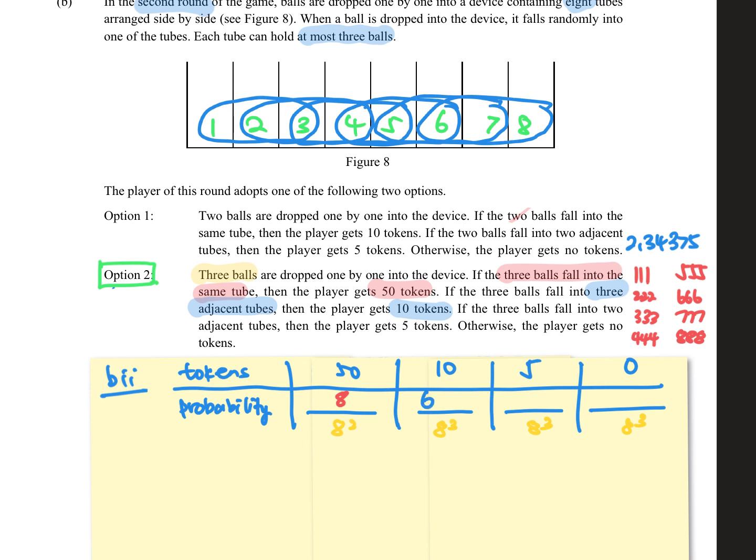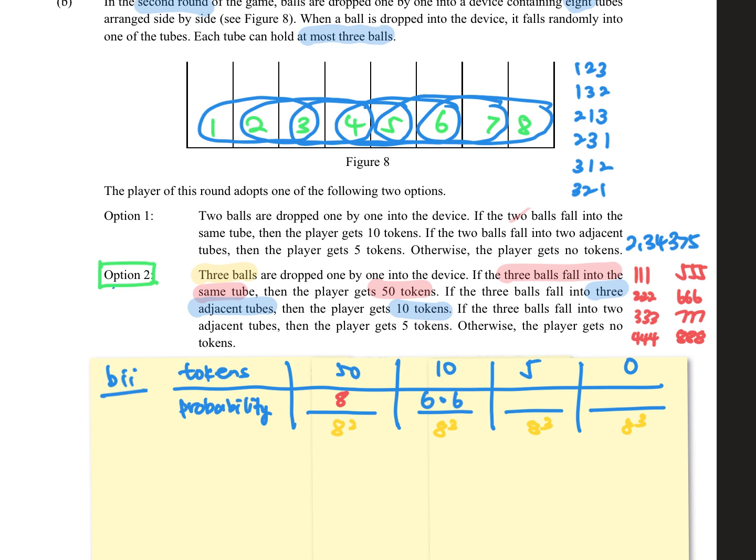And then don't forget for 1, 2, 3, it could be 1, 3, 2, it could be 2, 1, 3, it could be 2, 3, 1, it could be 3, 1, 2, it could be 3, 2, 1. So we need to times 6, okay? Or we try to times 3P3. That's the same. So and then that would be for the second case, 10 tokens.